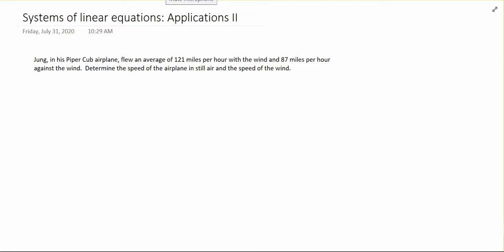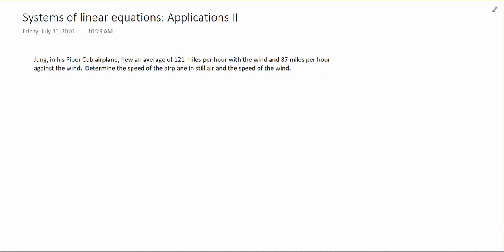Let's take a look at a problem that involves, again, going with or against a current or the wind, in this case, second example of that type. So in this problem, it says Young Piper, in his Piper Club airplane, flew an average of 125 miles per hour with the wind, 87 miles per hour against the wind. Determine the speed of the plane in still air and the speed of the wind.